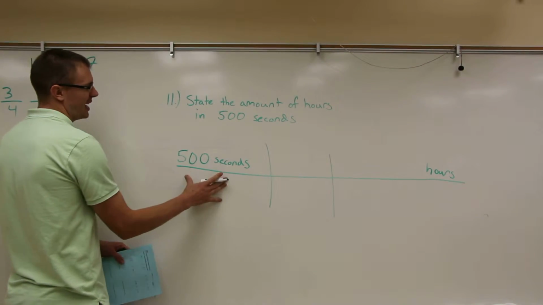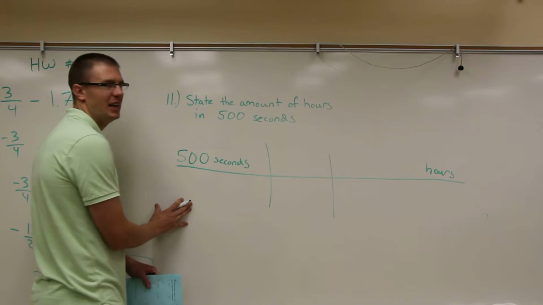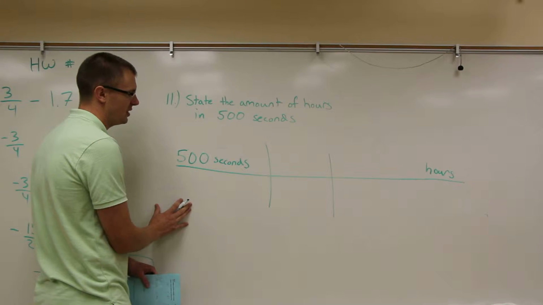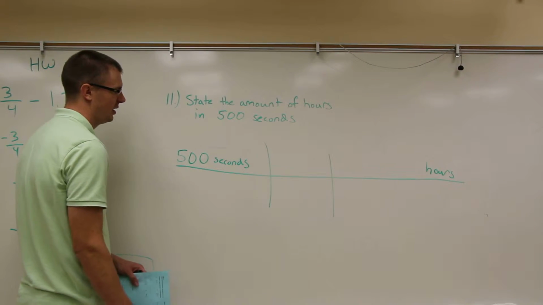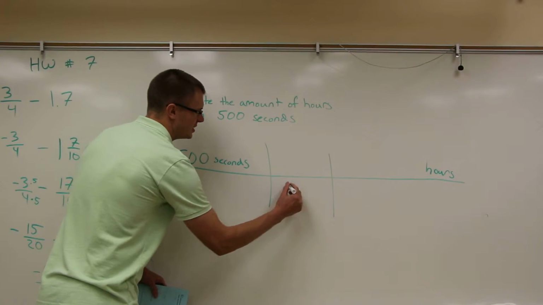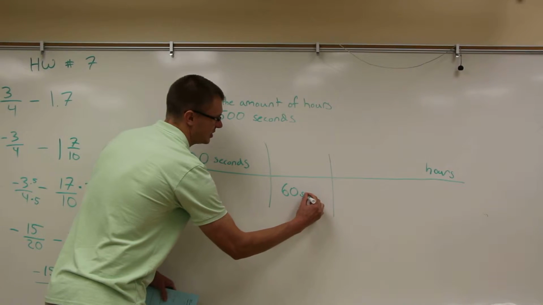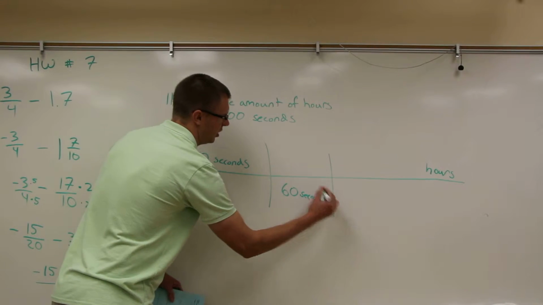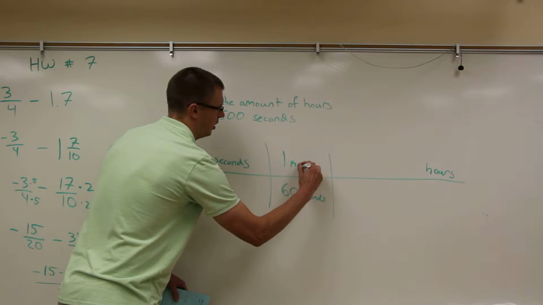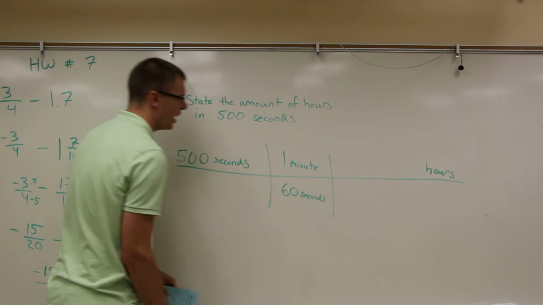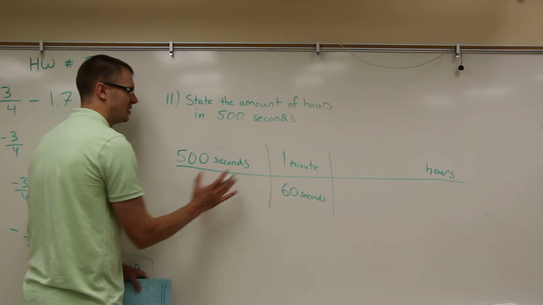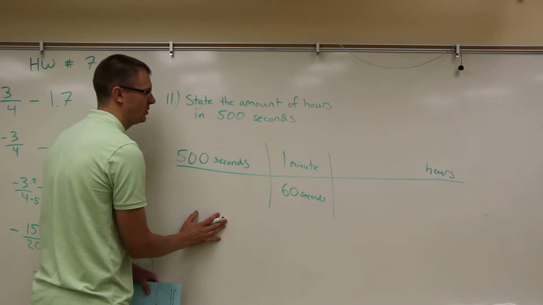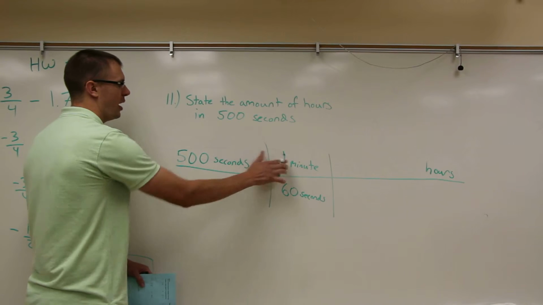I can go from seconds to minutes pretty easily, and I want these units to cancel. So right here, I want to talk about seconds and minutes. I know that there are 60 seconds in 1 minute. I put seconds on the bottom because, as we're multiplying here, I want seconds on top to cancel with seconds on the bottom. If I do this, I'll now know how many minutes I have.